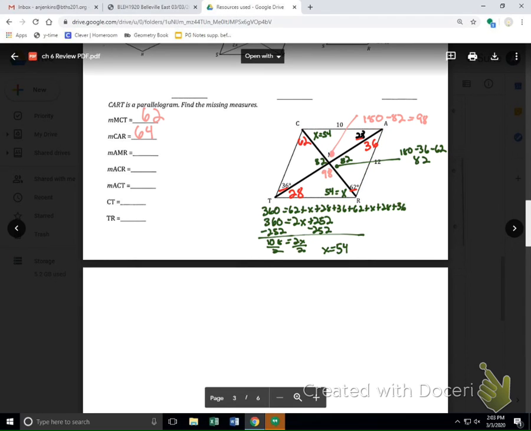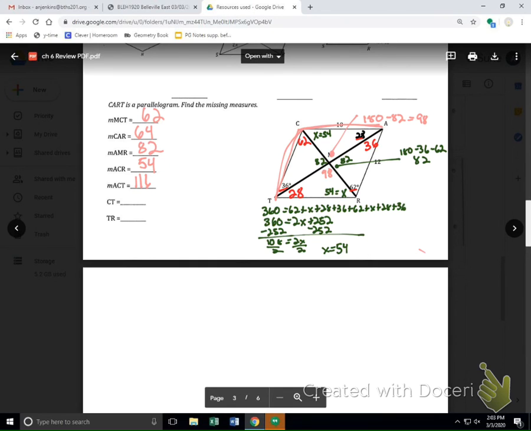Okay, 64. Our next one is AMR. It's 82 because AMR meets right here. 82. Okay. The next one up is ACR. That's this top part here. So that's 54. Last one up is ACT. That's this whole big angle here. 116.